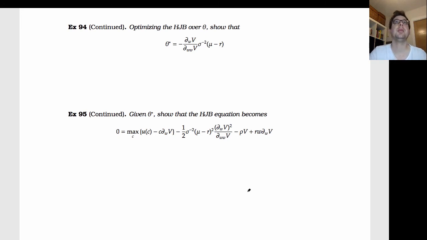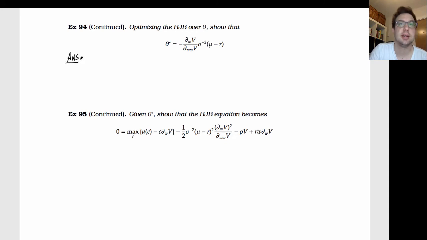Show that optimizing the HJB equation over theta, we arrive at theta star equal to this: the ratio between the two partial derivatives times sigma to the minus 2 times mu minus r. So that gives us a proportion of wealth that I should have in my stocks.